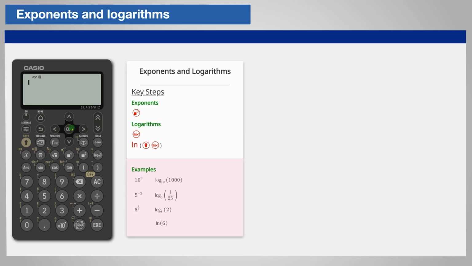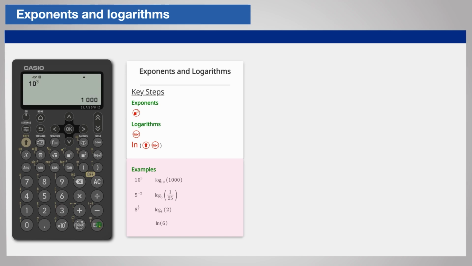An exponent is another name for an index. For example, to evaluate 10 cubed, enter 10, press the exponent key and enter the exponent 3. Press OK or the execute key to complete the calculation. 10 cubed is equal to 1000.